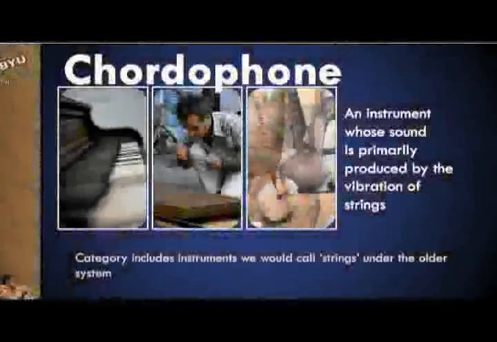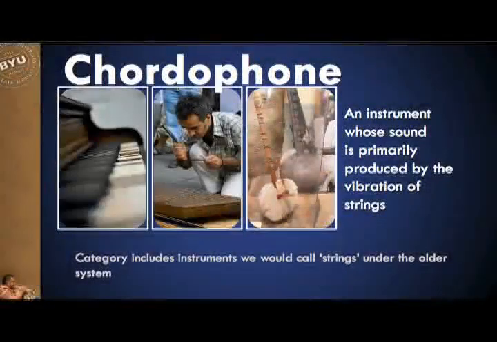The first category I listed was chordophone. And as you can see, that's an instrument whose sound is primarily produced by the vibration of strings. This category includes instruments we would call strings under the older system, plus things like piano.